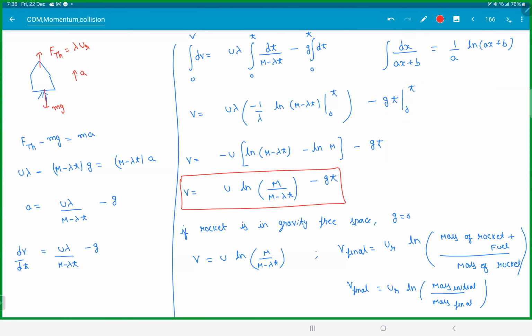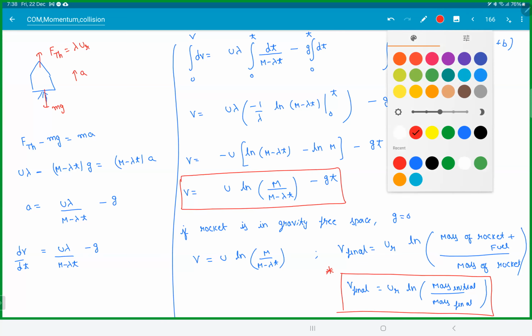So this can also be asked. A rocket is in gravity-free space. Half of the rocket is filled with fuel. Find the final velocity of the rocket. If you know this directly, you can put it there. So that will be u ln 2. Check it out.